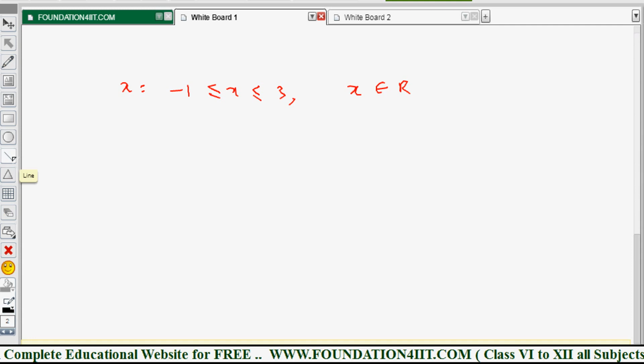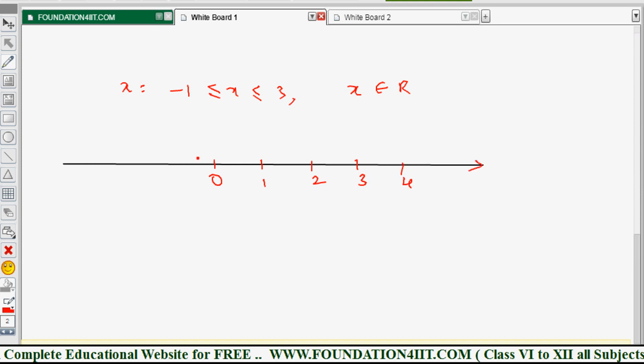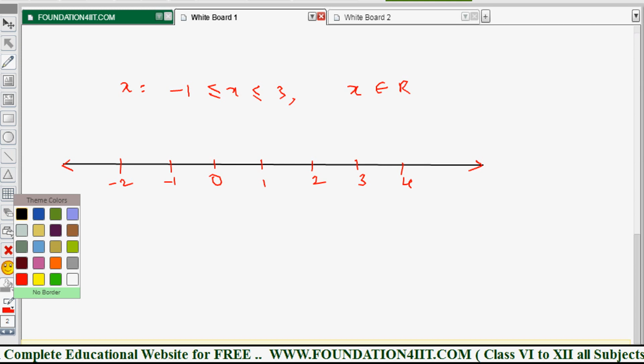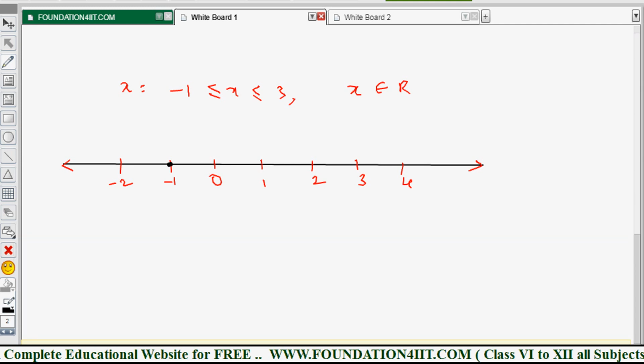So each and everything we should represent like this. Take the line 0, 1, 2, 3, 4 on the right side and -1, -2, and so on. Here x is between -1 and 3. So -1 is included and 3 also is included. That's why we should highlight that line, -1 and 3 and all the numbers in between.